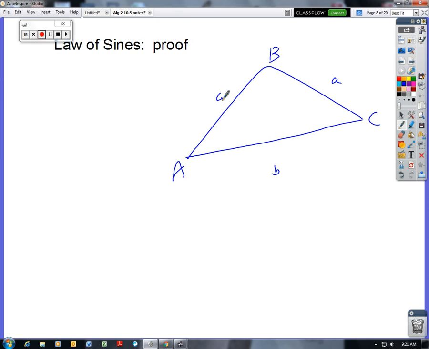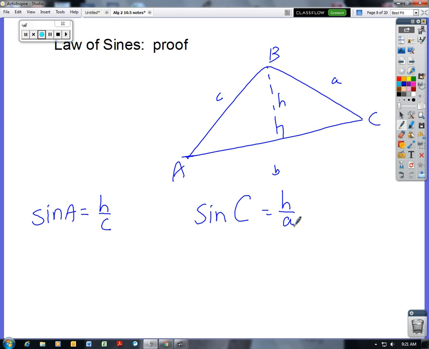My favorite way to do this proof is to do it similarly to the proof I just did for area. I'm going to drop an altitude down and call it h. And then I'm going to find the sine of angle A, just like I did on that other proof. I'll be using just this right triangle here on the left, so the sine is going to be opposite over hypotenuse, h over c. And then I'm going to come over here on the other side and use this other triangle and find the sine of angle C.